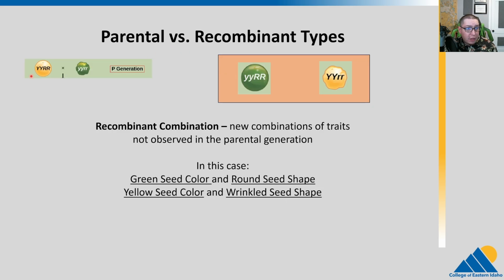All right, well, they have to be different from the parental types, right? And there's only two possibilities here. So recombinant types are new combinations of traits not observed in the parental generation. So in our case, we would have green seed color with round seed shape. That doesn't look like either of our parents. And yellow seed color and wrinkled seed shape. Now, if we were independently assorting, we said there was an equal probability of getting this or this type in there. We should see that 50% are recombinant, 50% are parental type.